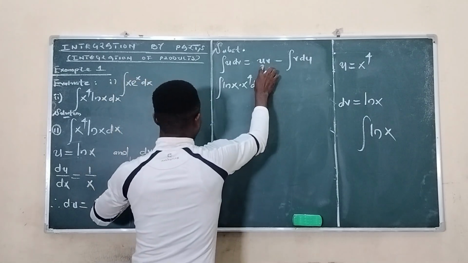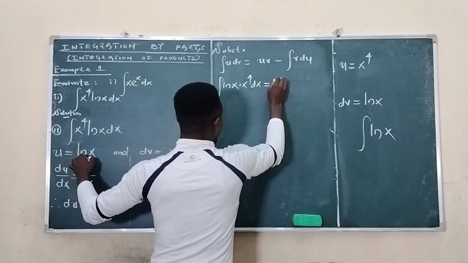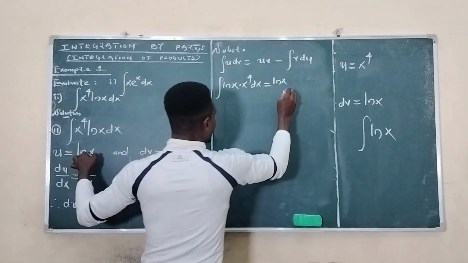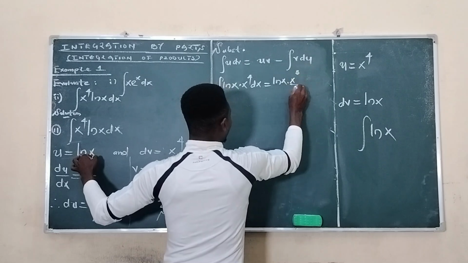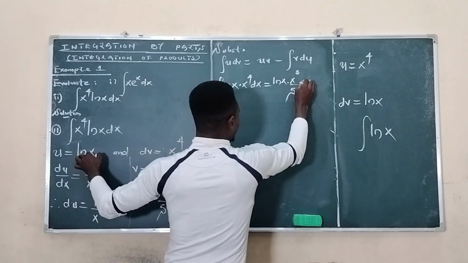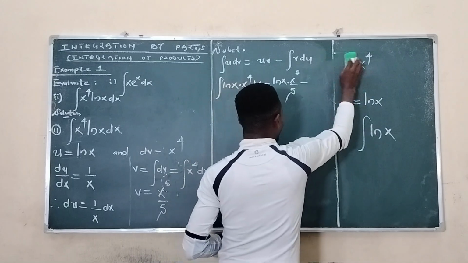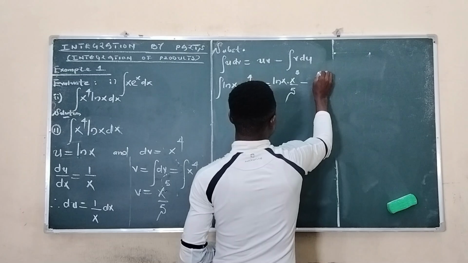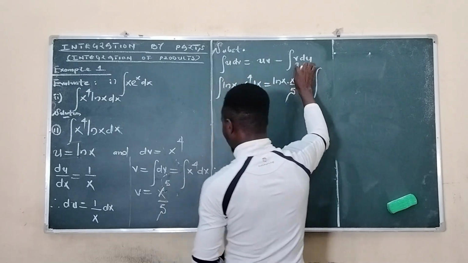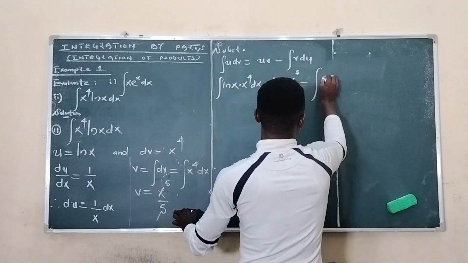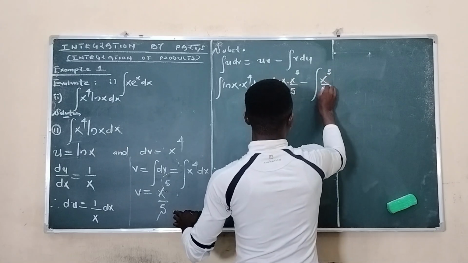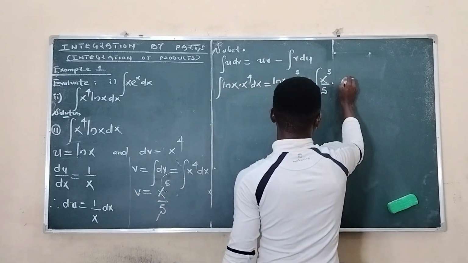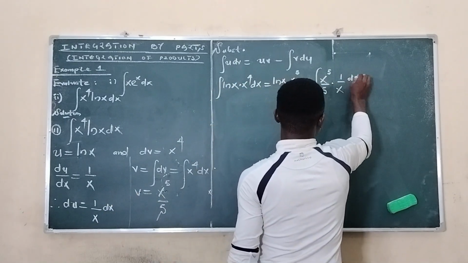And this is equal to u, which remains the natural logarithm of x, times v, which is x raised to the power of 5 over 5, so we have x raised to the power of 5 all over 5, minus the integral of v, which is x raised to the power of 5 over 5, and du is given by 1 over x dx.